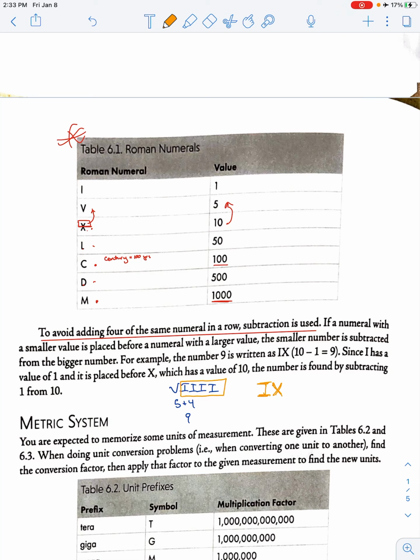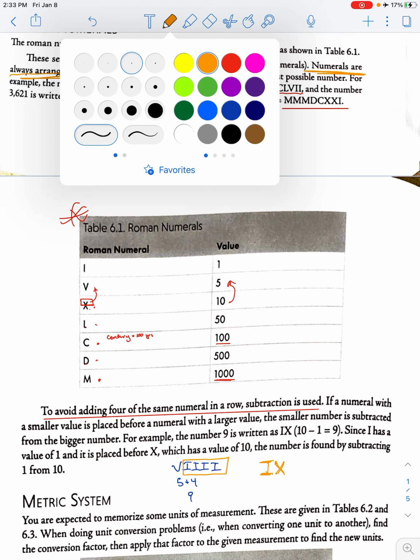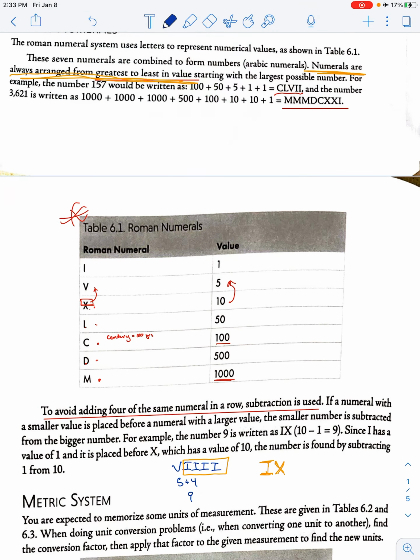And then let's go backwards. Let's go from Roman numerals to regular numbers. So we'll just do this here in the text. If you have a separate notebook, you can do what we're about to do in your notebook as well.